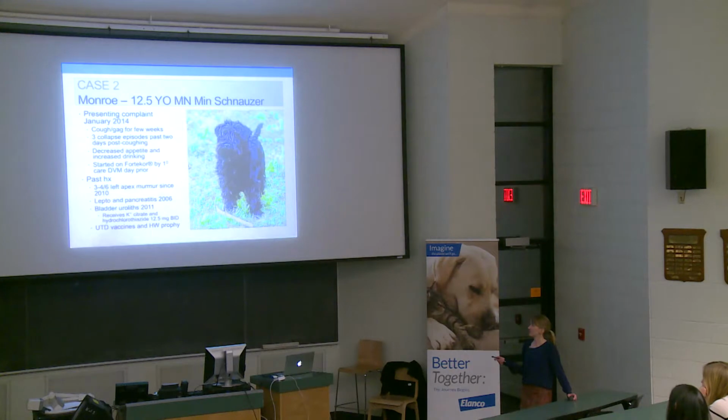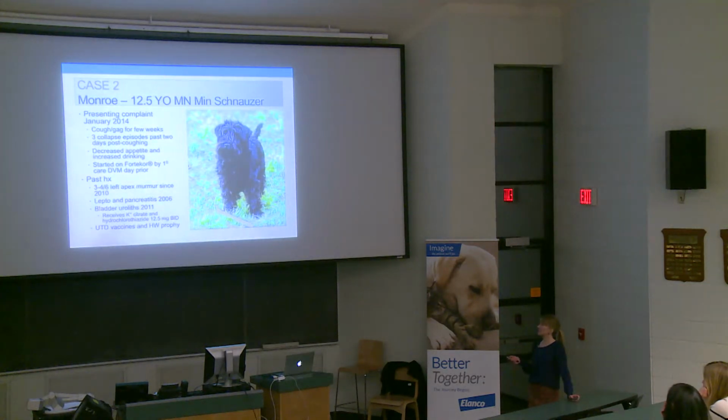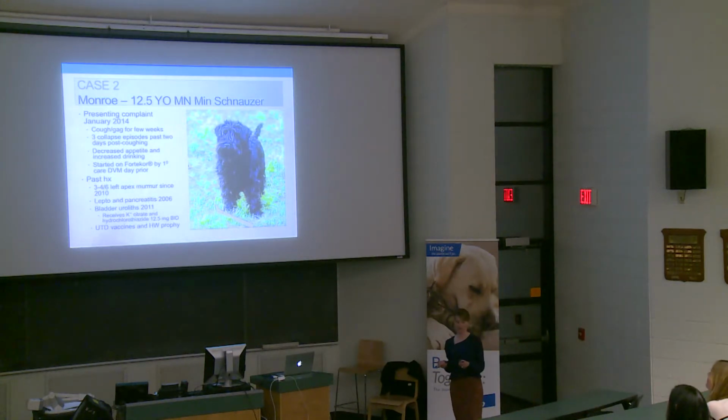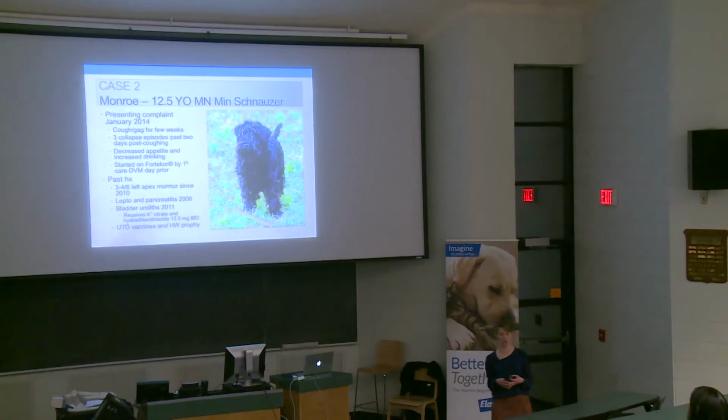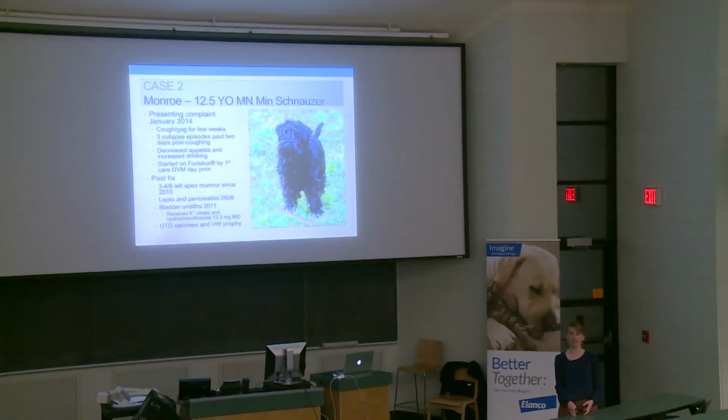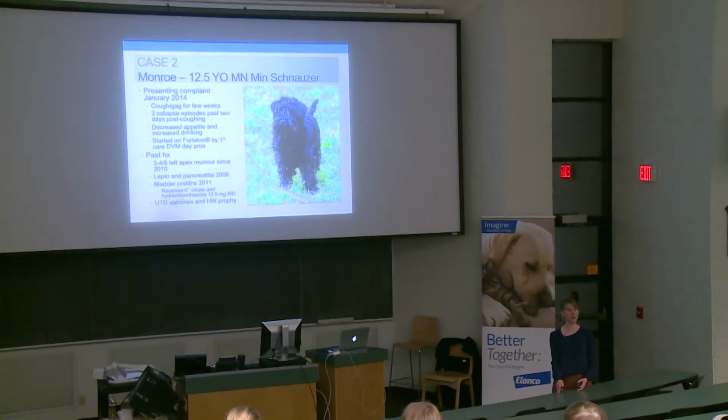Maybe less relevant is the fact that he had leptospirosis and pancreatitis back in 2006 and spent a number of weeks in our ICU. But interestingly, in 2011, he was worked up for some bladder uroliths, and therapeutically, he'd been receiving potassium citrate and hydrochlorothiazide twice a day for the past 4 years for his bladder uroliths. So that was a bit of an interesting part of his history. He was up to date on vaccines and heartworm prophylaxis. So I think his primary care veterinarian thought, he's already on a diuretic, let's just try increasing that and adding Forticor, see how we do.